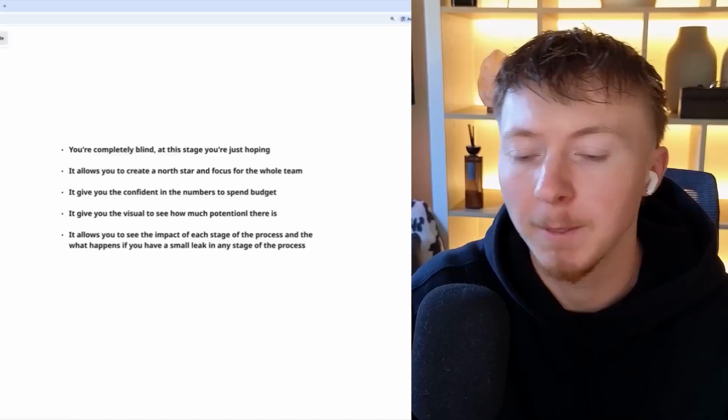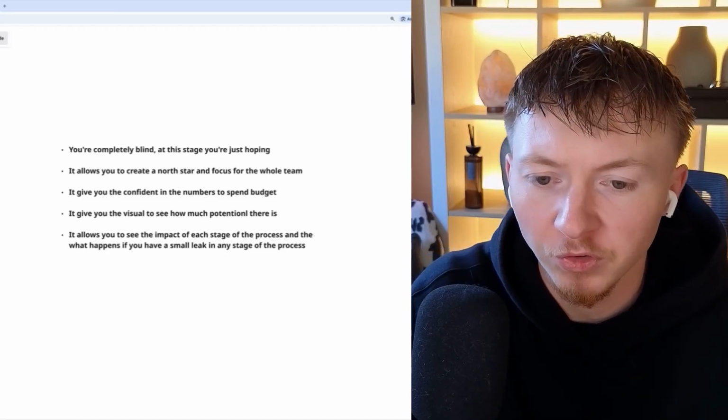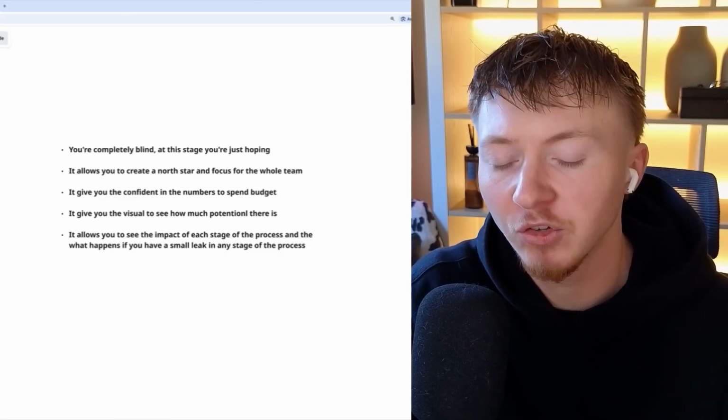If you're spending 5, 10, upwards of 20,000 a month, you need to be able to understand so you can have confidence in the numbers to be able to continue spending that budget. It also gives you the visuals to see how much potential there actually is within this. Okay, so if we're spending 5, 10,000 a month, if we were to spend 15, 20,000 a month, what would that look like for us?